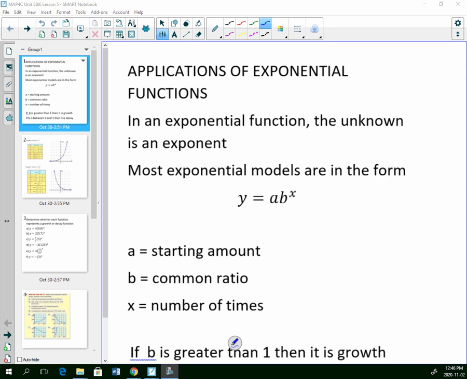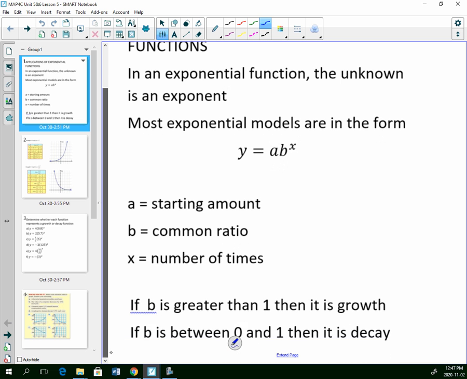Well, that means that with an exponential function, we always start with a value. The starting value, we designate the letter a, and then we always take that starting value and multiply it by a common ratio. So that is our b. And then x is how many times we're going to do that. So all exponential models are exactly the same. You start with a number, you multiply it by a common ratio, and you do it a certain number of times.